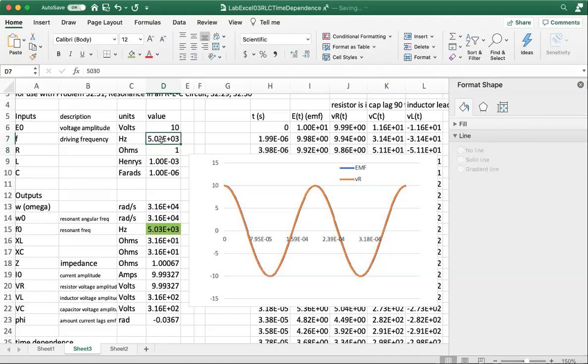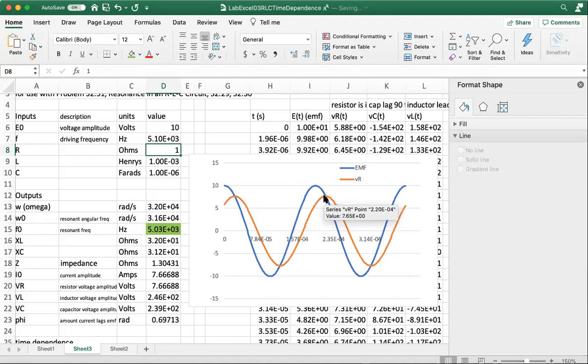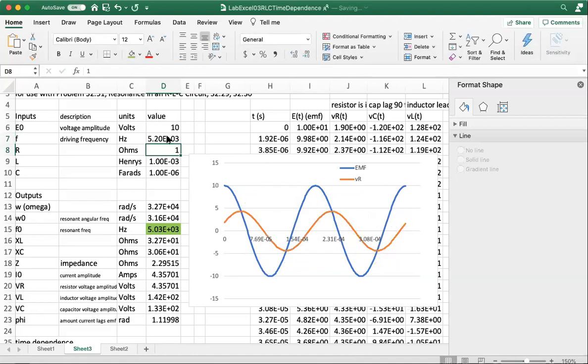Well, let's look what happens when we go past resonance. So now we're at 5,030. What happens if I go to 5,100? We'll go up above resonance. So, okay, now we see the opposite thing happening. Before, the resistor was leading the EMF, now the EMF is leading the resistor. So that's the other side of the resonance. And so we go 5,200. And we're leading by more and more.